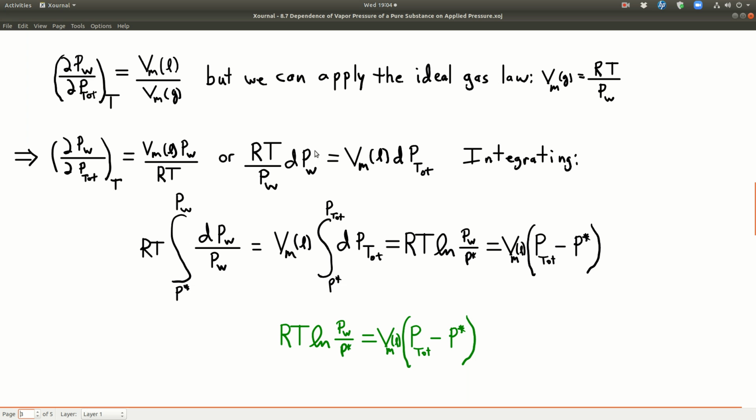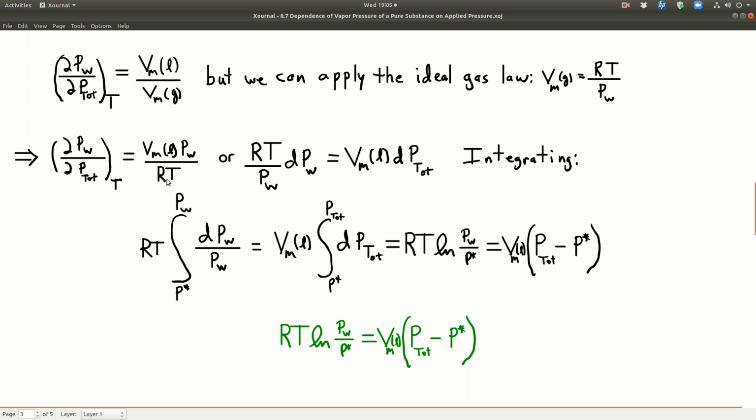And to do that, we're going to apply the ideal gas law. PV equals nRT. If n is 1, then P times molar volume equals RT. Solving that for the molar volume, equals RT over P for the gas. We're going to replace the molar volume of the gas with RT over the pressure of the water. So there's the pressure of the water, which is right here, and there's RT, which is right here, and all this is replacing this.